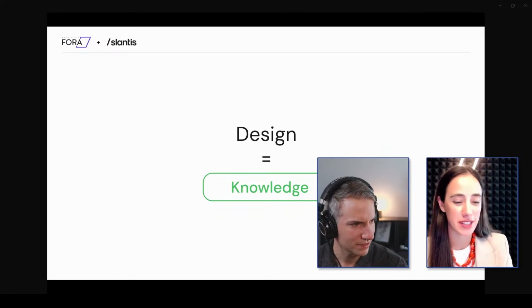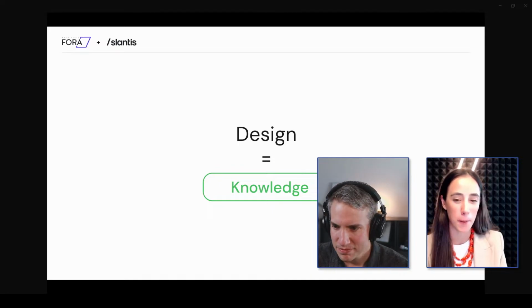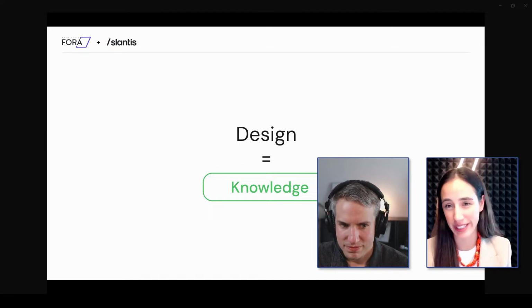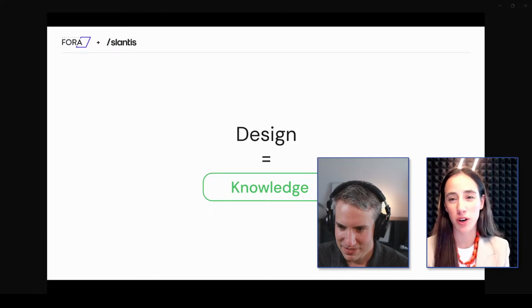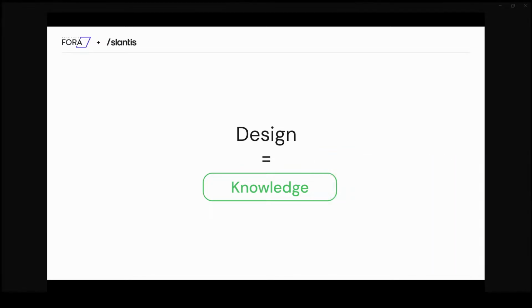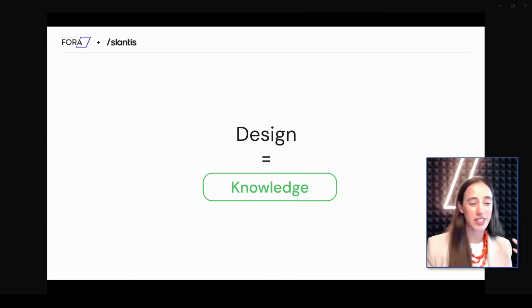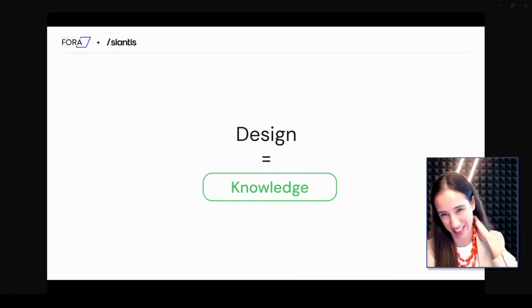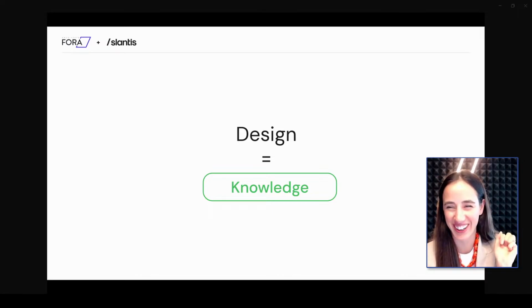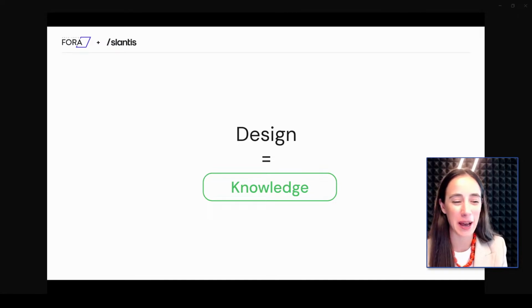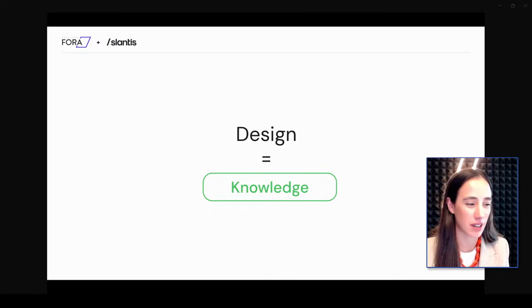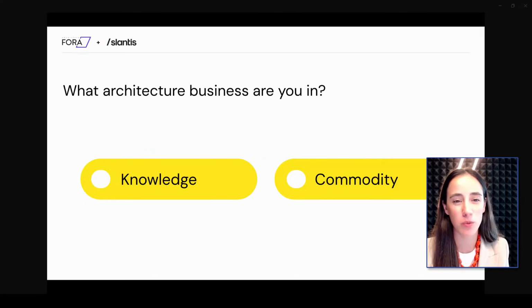So on the design space, we were hoping, or at least we were thinking, that most of the architects present in the room here would say that they are in the design business. And it makes sense, because we are all architects, we are all about design, and we were discussing with Leah that commodity is such a dirty word in our industry.